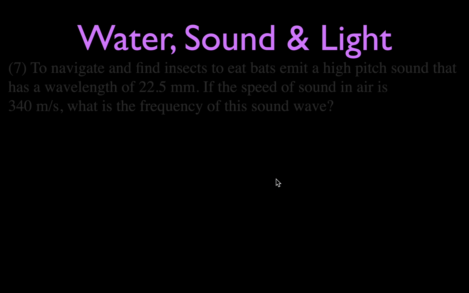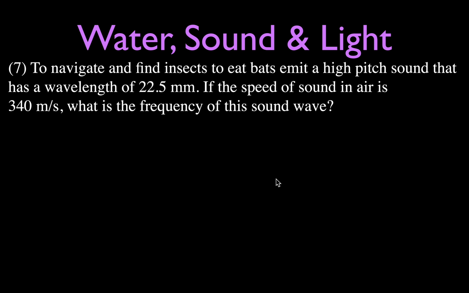And now the next one we're going to do is to talk about bats. These are animals who use echolocation to find things, to navigate, to find their way around, and to find insects to eat. Bats emit a high-pitched sound that has a wavelength of 22.5 millimeters. The speed of sound in air, when the previous one we said 345, but depending on the temperature, we're going to say this time it's 340 meters per second. We want to know what is the frequency.